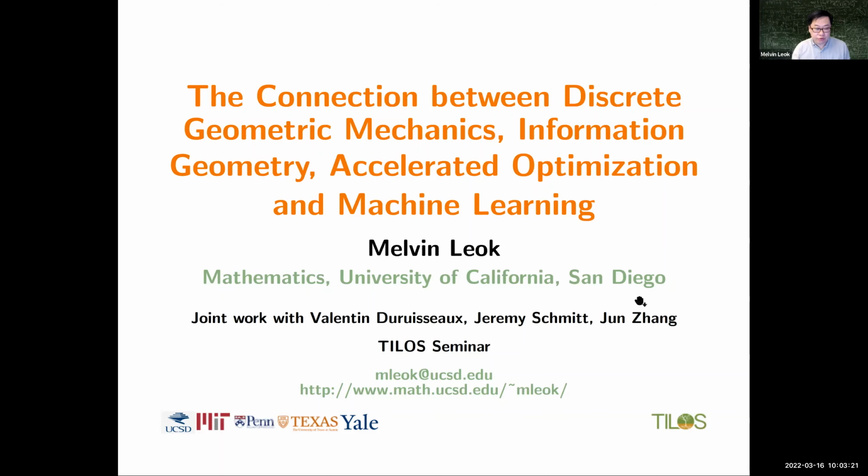All right. Well, thank you very much, Ari, for the introduction. So today I'll be talking about some of my work on discrete numerical methods, in particular discrete geometric mechanics, and how they impinge on ideas from information geometry and how they relate to accelerated optimization and machine learning. This is joint work with Valentin Dorițiu, who's a graduate student here at UCSD, Jeremy Smith, who was a former student of mine, and Jin Zhang, who's a professor of psychology at the University of Michigan.